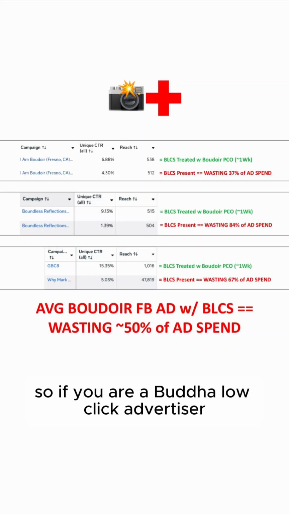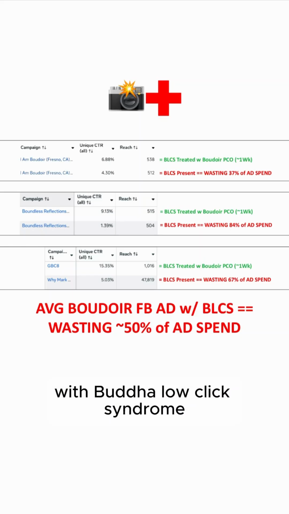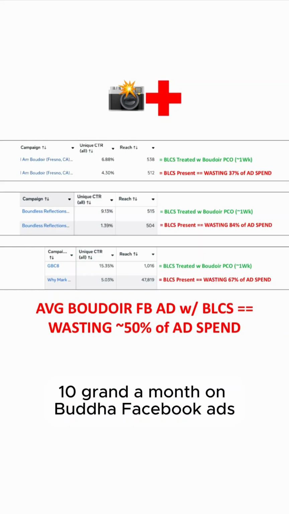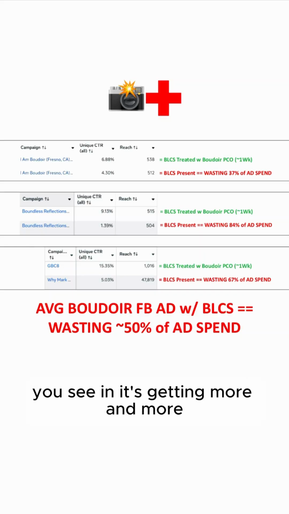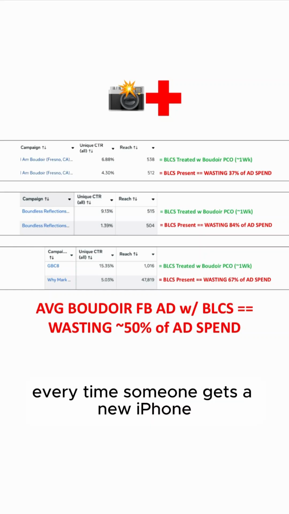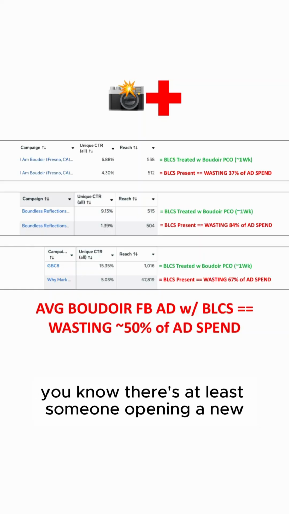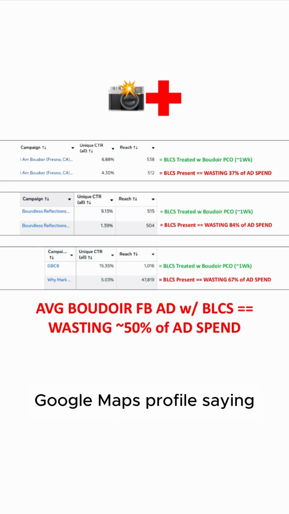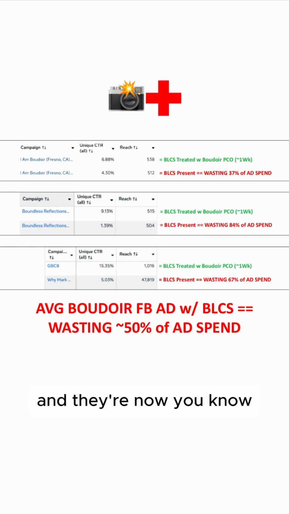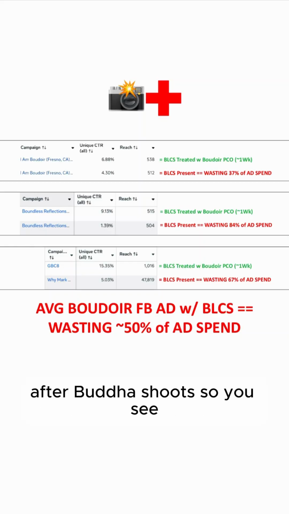All right, so if you are a BLCA with BLCS, so if you are a Boudoir low click advertiser with Boudoir low click syndrome, and you're spending more than 10 grand a month on Boudoir Facebook ads, and you look at the marketplace, you see it's getting more and more saturated for boudoir photographers. Like every time someone gets a new iPhone, there's at least someone opening a new Google Maps profile saying they now shoot boudoir, or someone gets a new camera and they're now saying in the mom groups that they offer boudoir shoots.